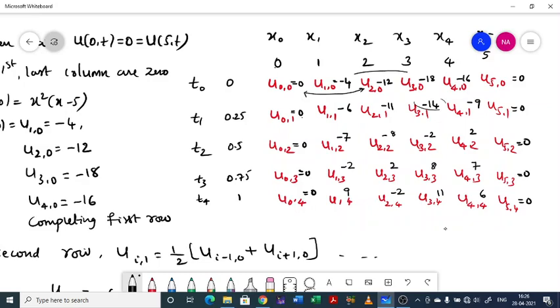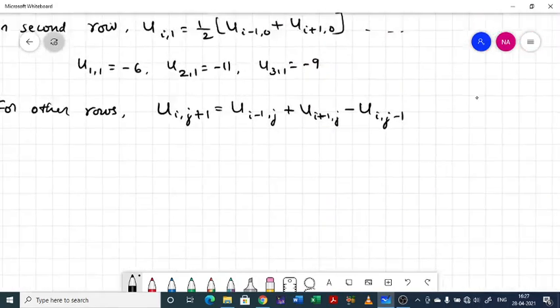So this one: minus 2 plus 8, 6 plus 8, oh it is not a minus 2, it is 14, 6 plus 8, 14. So 0, 9, 14, 11, 6. So this is the final table you have to get. So that completes the solution of that problem.